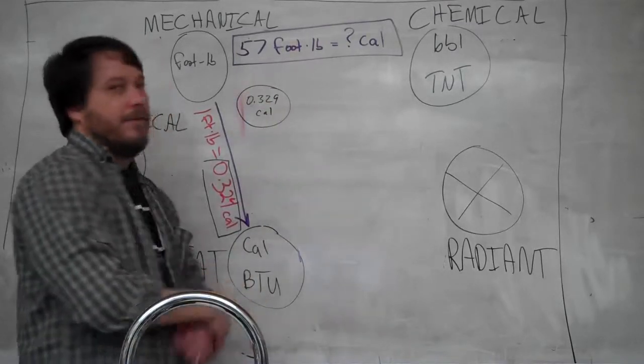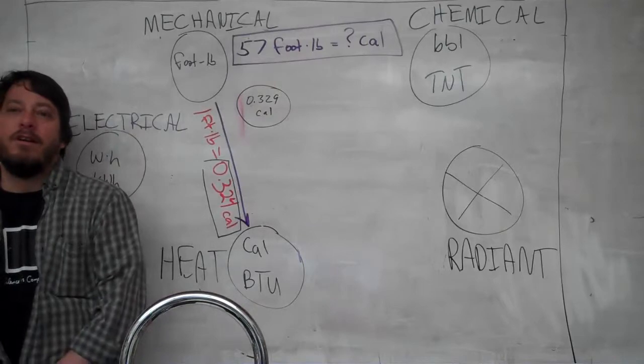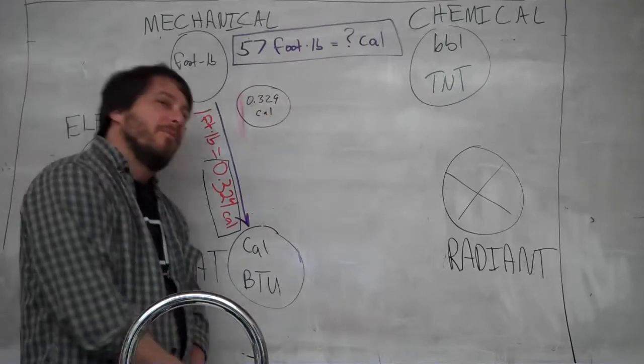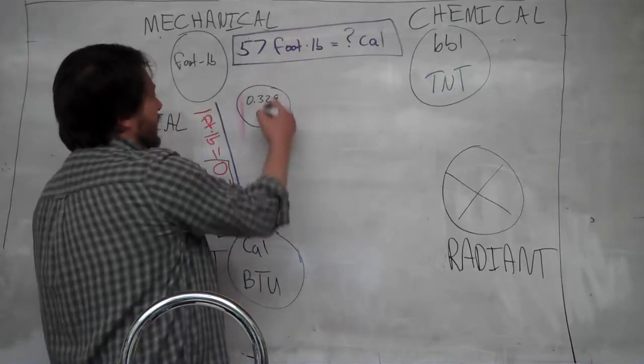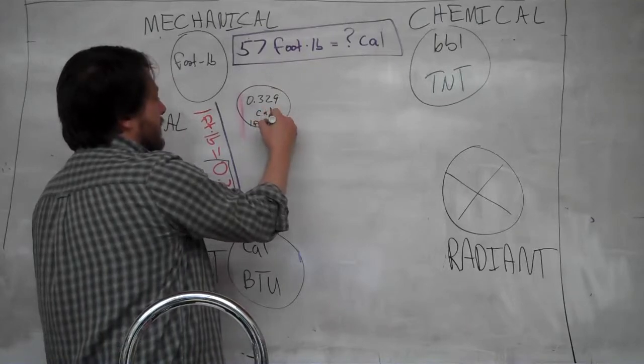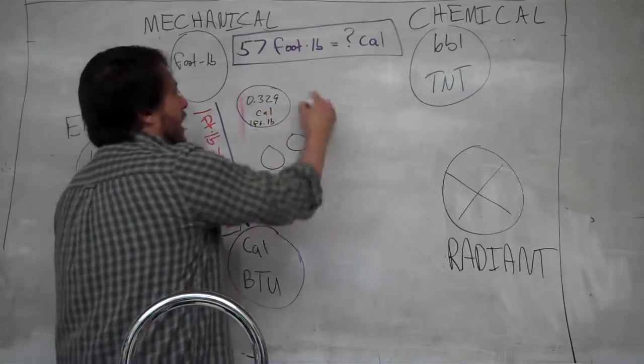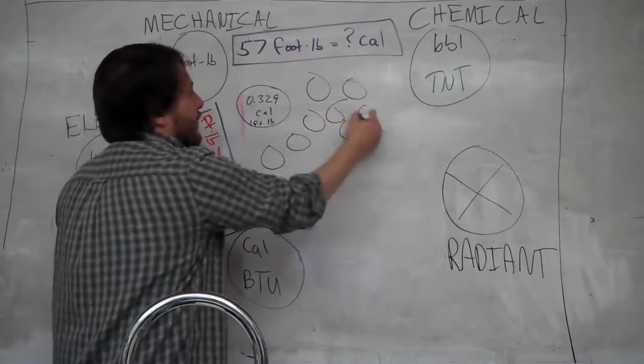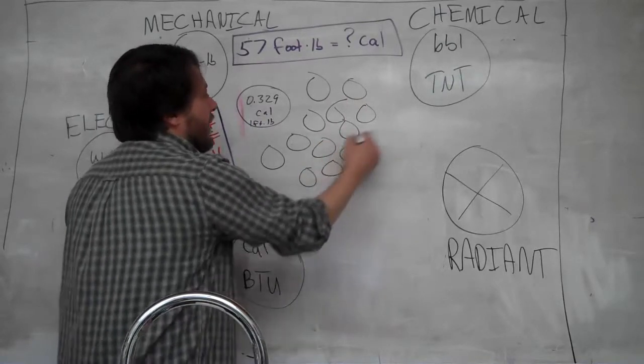There's 1 foot-pound. So there's one. How do you think about this? So do you have to multiply or divide? Well, there's 1 foot-pound, and so I've got 57 of those, right? That's the way to think about this sort of math.